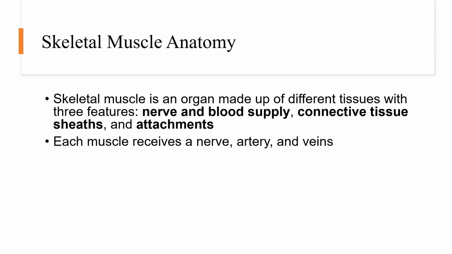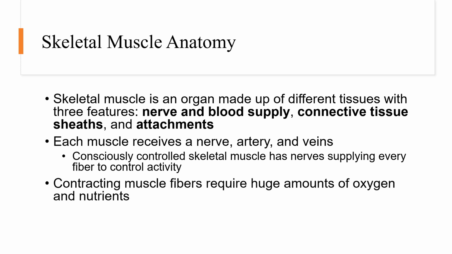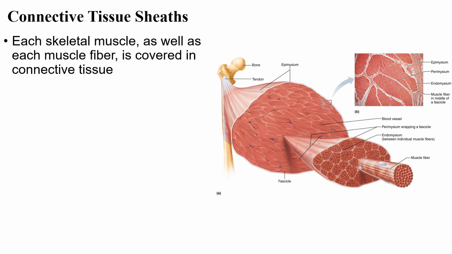And muscles need to be able to receive nerve impulses so that we can actually move our body. Okay, we can consciously control, again, skeletal muscle, and so it has nerve supply that control the activity. Okay, contracting muscles are going to, again, require a lot of oxygen and nutrients in order for them to be able to perform the functions that they need to perform. Okay, and need to be able to remove waste products.